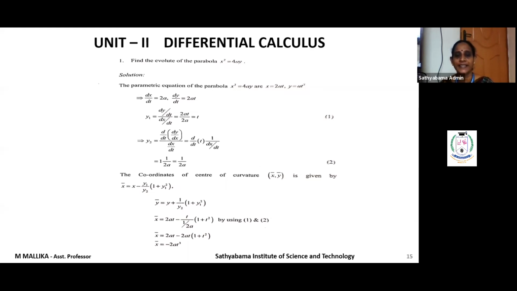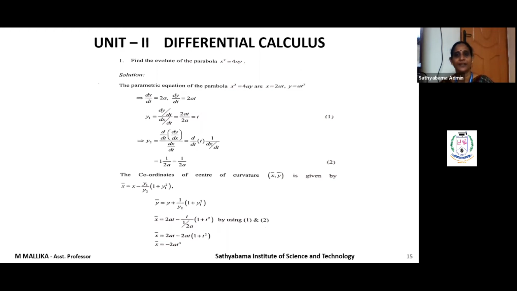I have to find out the second derivative. What is the second derivative? d square y by dx square. What is the meaning of d square y by dx square? Differentiate the first derivative with respect to x. But how is the first derivative? The first derivative is not in terms of x, but it is in terms of t. So therefore, if I want the derivative of t with respect to x, I have to differentiate t with respect to t into dt by dx.